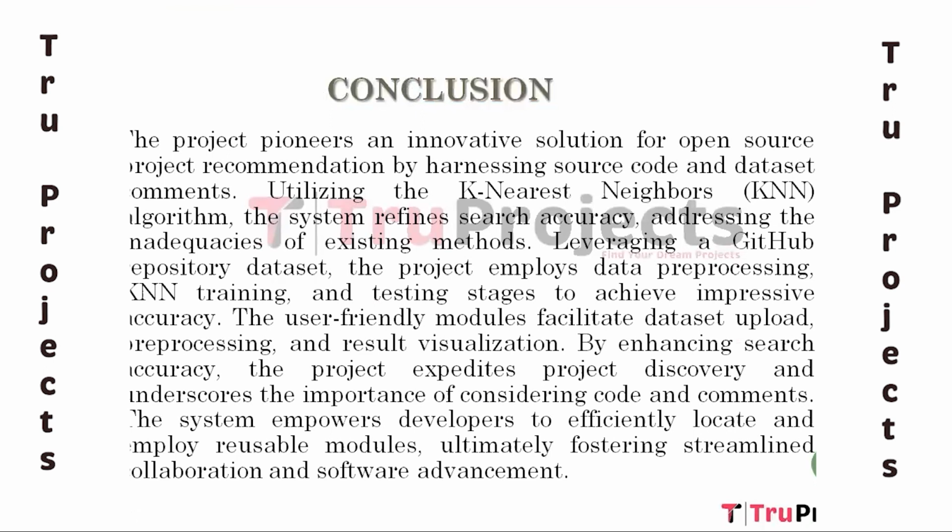Conclusion. The project pioneers an innovative solution for open source project recommendation by harnessing source code and dataset comments. The system improves search accuracy by using the k-nearest neighbor, which is KNN algorithm, solving the shortcomings of current approaches. The project uses dataset from a GitHub repository and achieves outstanding accuracy during data pre-processing, KNN training, and testing stages.